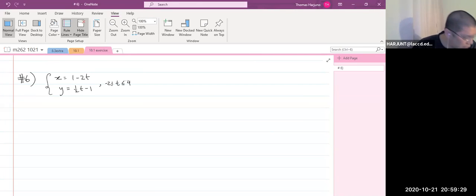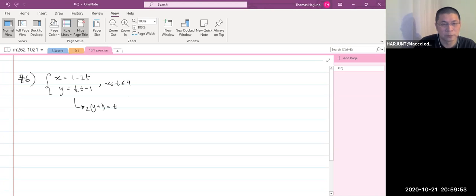What I plan to do is, they tell us to do it first by plotting, and then second by eliminating the parameter. I will do the parametric elimination first. I will eliminate the t instead. Let me have t equals (y plus 1) times 2. I put that in there, x equals 1 minus 2 times t. So x equals 1 minus 4(y plus 1), x equals -4y minus 3.